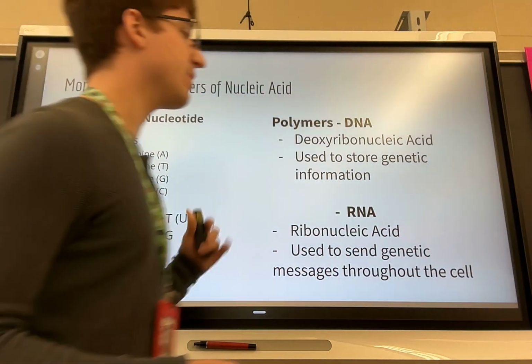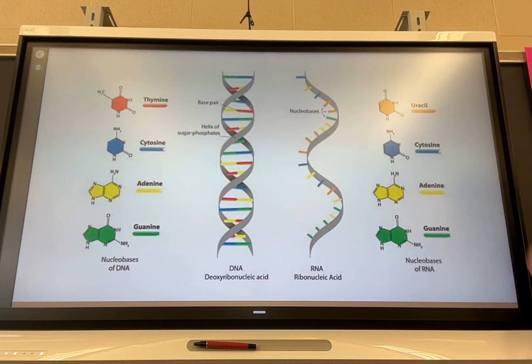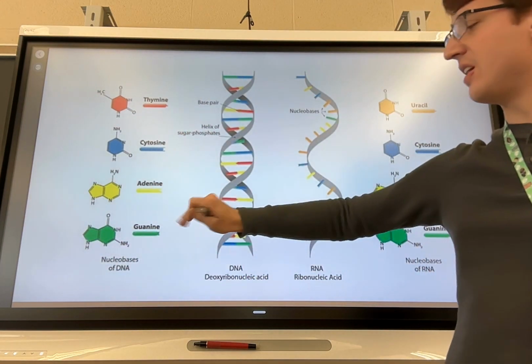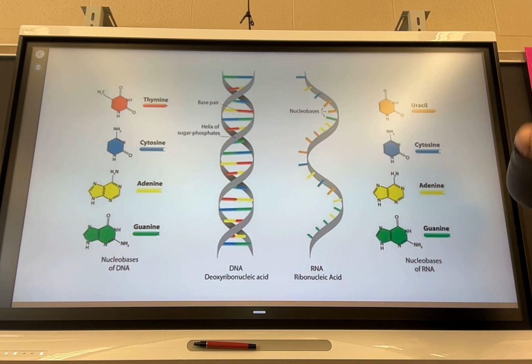The polymers, we have 2, can either be DNA or RNA. DNA is going to store genetic information. RNA is going to be the messenger. It's going to send out genetic information throughout the cell. So looking at our polymers, you can see DNA is a double strand. We have thymine, cytosine, adenine, and guanine. RNA is our messenger. It's going to be single-stranded. It's going to be transported throughout the cell. It's going to have uracil, cytosine, adenine, and guanine.